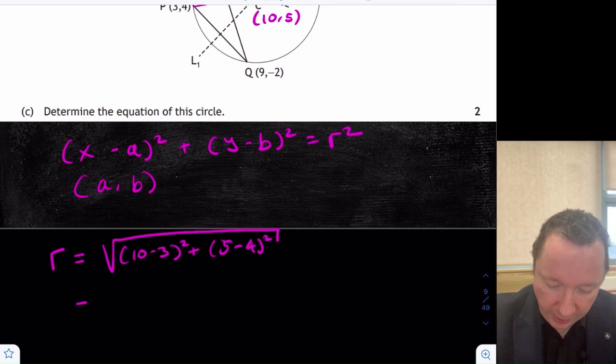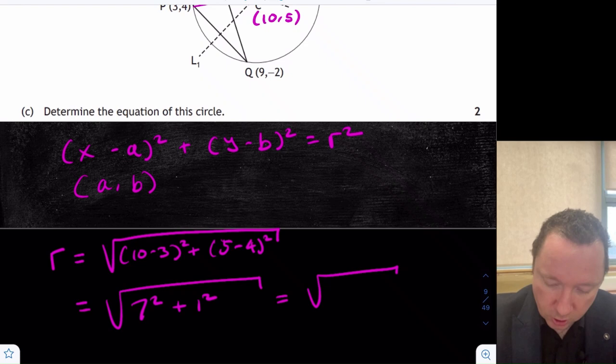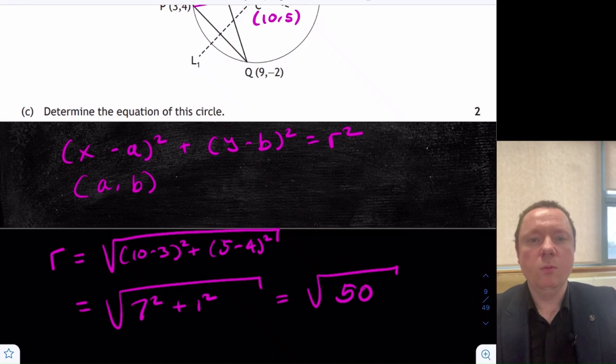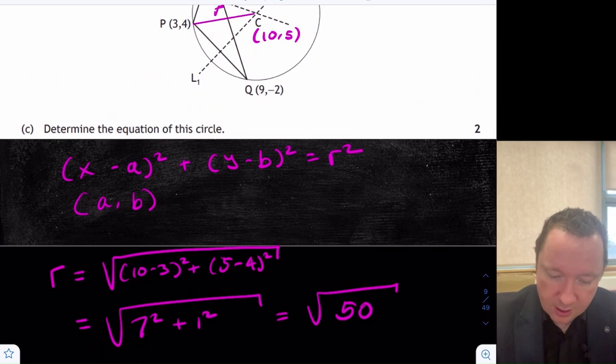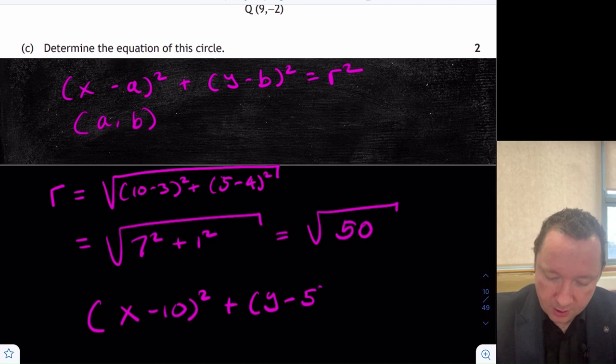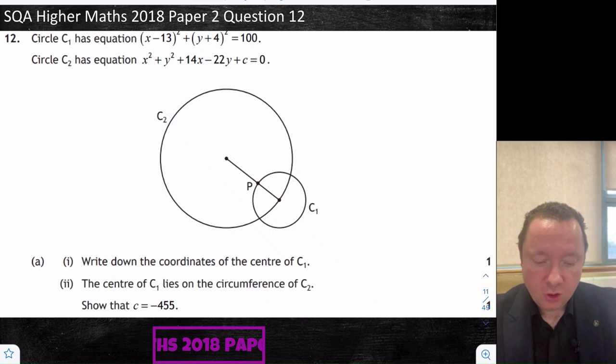So that equals the square root of 7² + 1², which is the square root of 50. 7² is 49, plus 1 is 50. Now, we'd simplify that normally, but we're going to square it back up anyway because we need r². So now it's very simple. The equation of our circle is just (x − 10)² + (y − 5)² = 50. And we're done there.